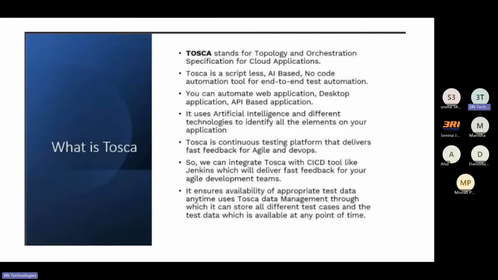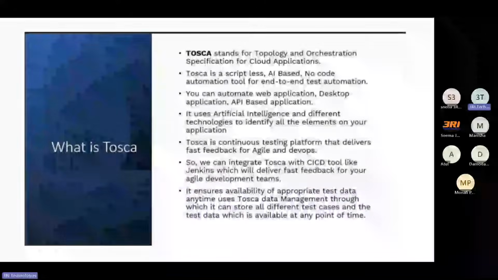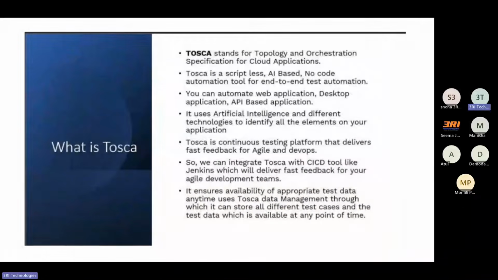By using Tosca, you will be able to automate web-based applications, desktop applications, API applications, databases, and SAP applications. All of those we are going to cover. Tosca also uses some AI functionality to recognize and uniquely identify elements on a web page. We're going to see that as well.